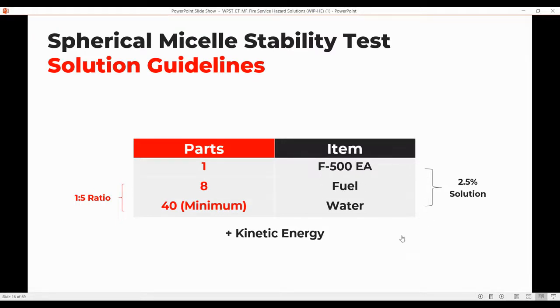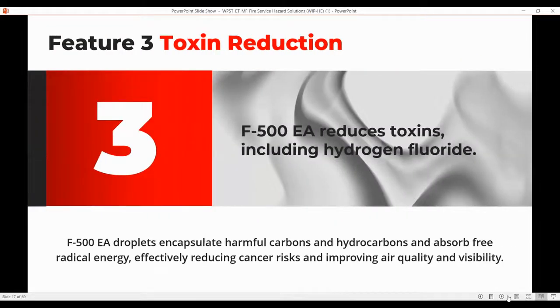So what that test protocol was, we take a gallon of gasoline, add in 16 ounces of F500, and then mix in 5 gallons of water into that solution. Wait a minute, again, pass the torch over the surface, not have any ignition. And then again, after 2 hours, we need to be able to do that same test without having ignition of those fuels. What we're showing is that we have a stable spherical micelle in the presence of high heat for an extended period of time.